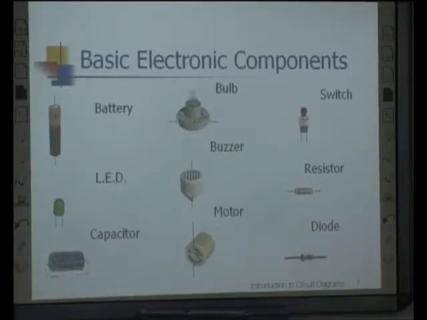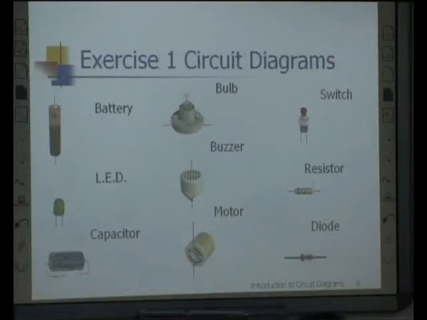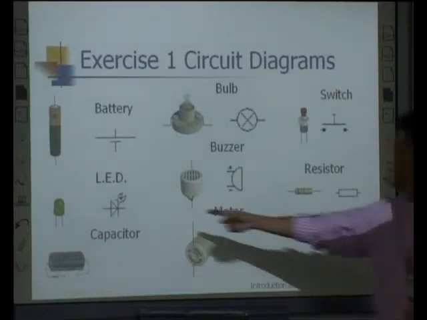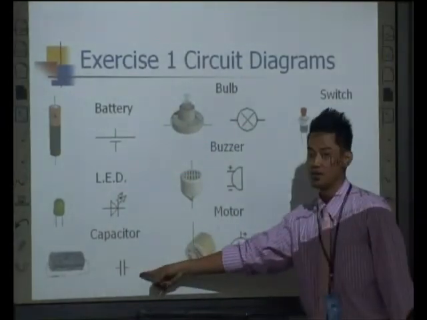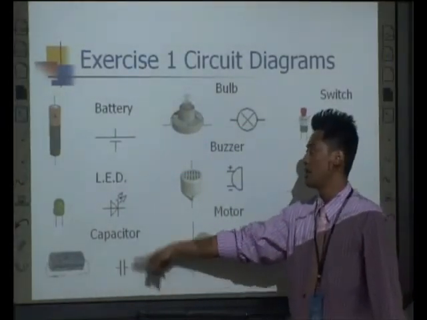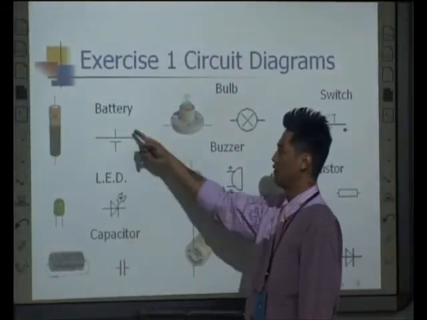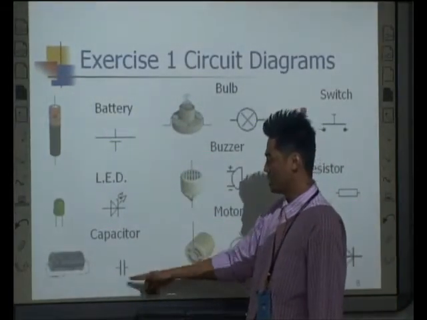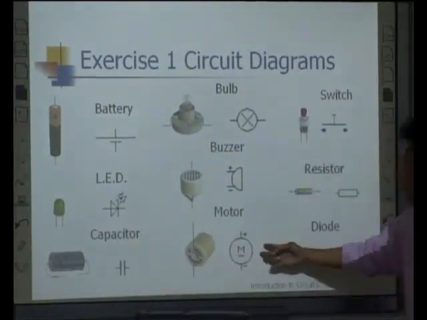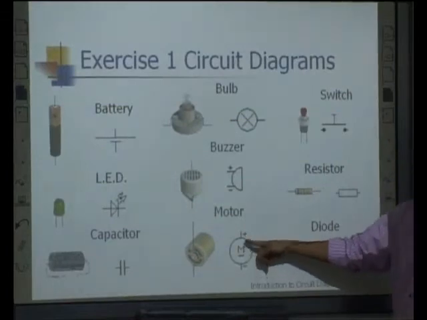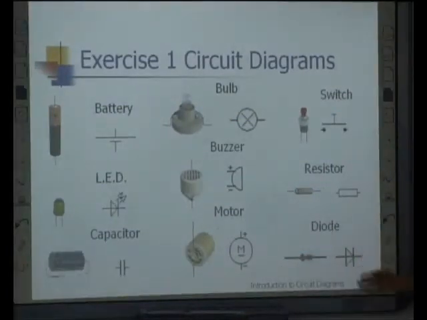So in battery, the same. The bulb, the same. In switch, it's not the same. In LED, this one, we have the buzzer, you have the resistor, capacitor. Don't be confused with the symbol of capacitor from the battery. In capacitor, the size is equal. So you have the motor. It's only M. Next, you have the diode.